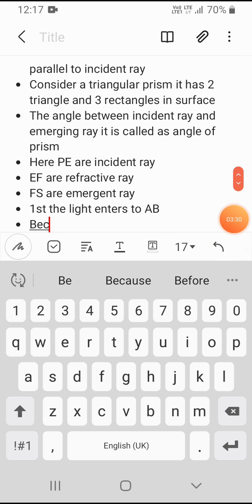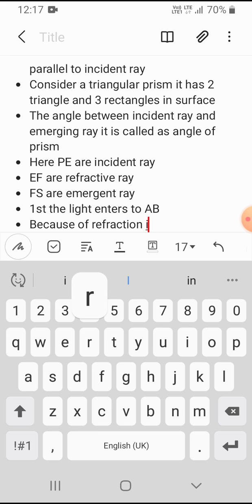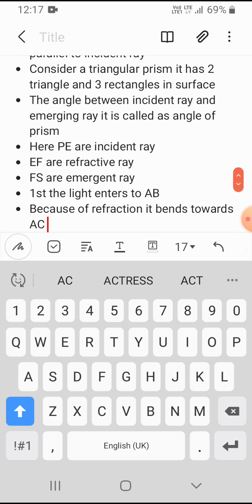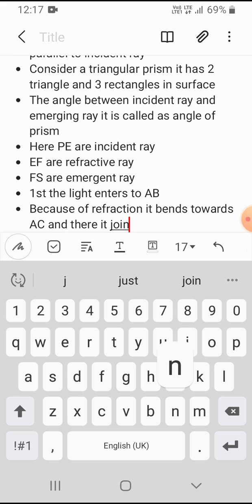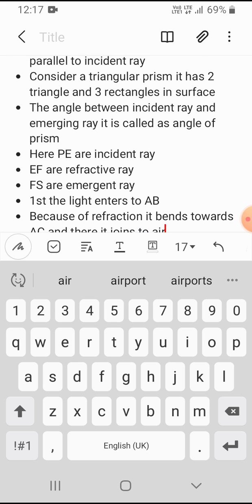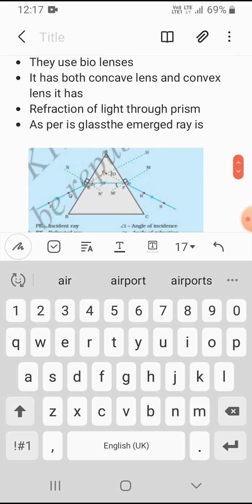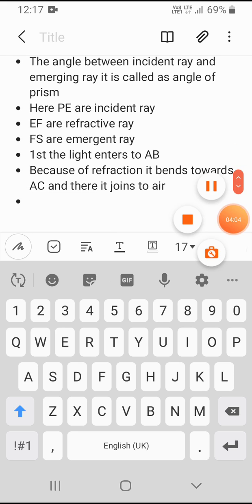Because of refraction, it bends the light ray towards AC, and there it joins the air. So the light enters at AB, and because of refraction it bends and goes straight, and here again it goes and joins the air.